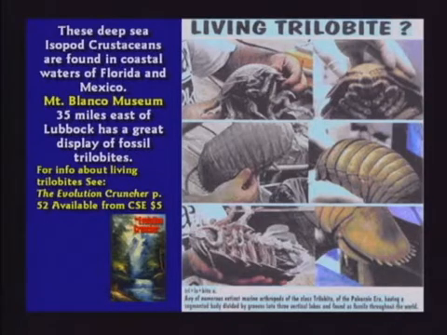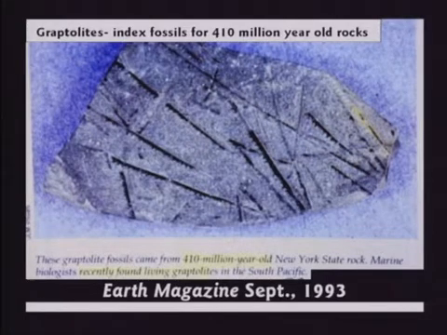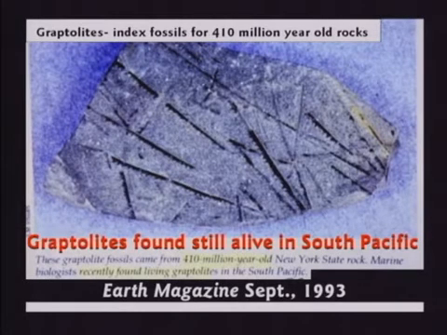This textbook shows the kids a fossil graptolite. This is the New York State fossil. It says graptolites lived 410 million years ago. Only problem is they found graptolites still alive. Now, if they're still alive, couldn't they be found in any rock layer?